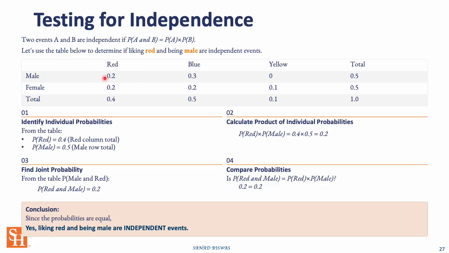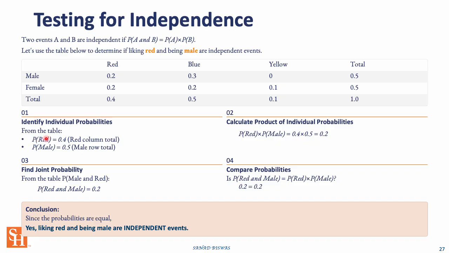Here, somebody is male and likes the red color with probability 0.2. Somebody is female and likes the red color with probability 0.2. Somebody is male and likes the blue color with probability 0.3. And if somebody is male, he doesn't like the yellow color at all, and therefore the probability here is 0. That's the result from the table. And for the female, she will like the red color with probability 0.2, she will like the blue color with probability 0.2, and she will like the yellow color with probability 0.1. So now what are the results that we have? What are the individual probabilities that we have?